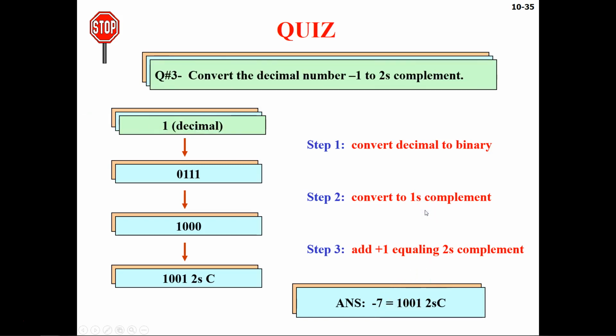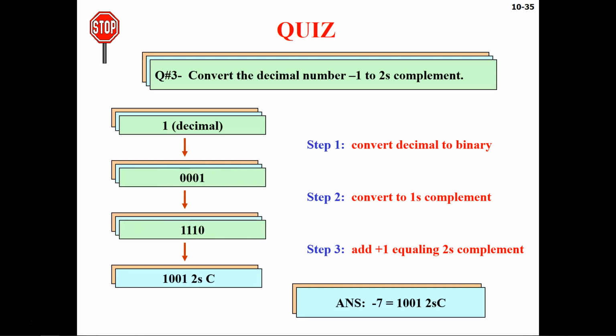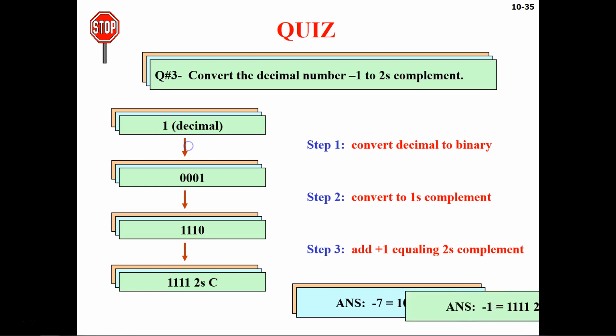Now let's convert -1 into 2's complement. So you have 1, and 1 in binary is 0001, and then you complement the number, so it's going to be 1110, and then you add just 1, so it's going to be 1111. So this represents your -1 in 2's complement.